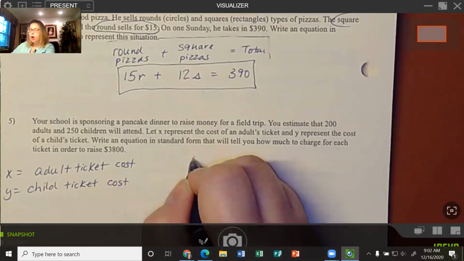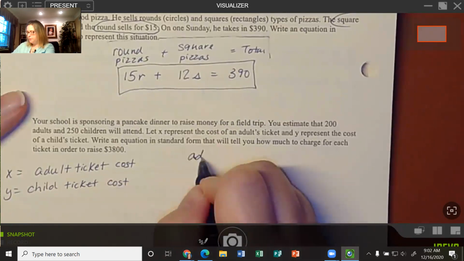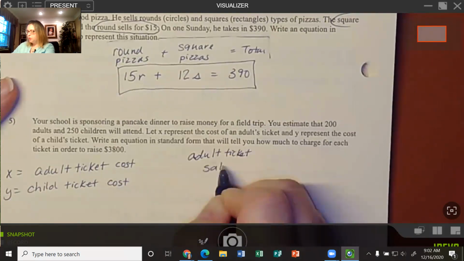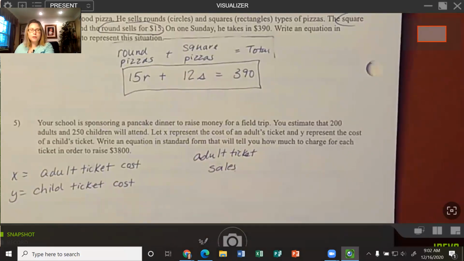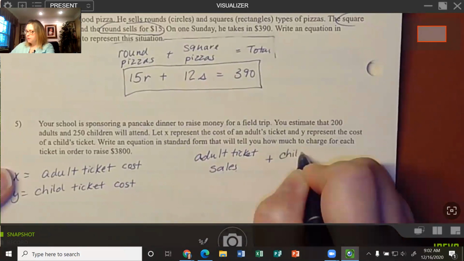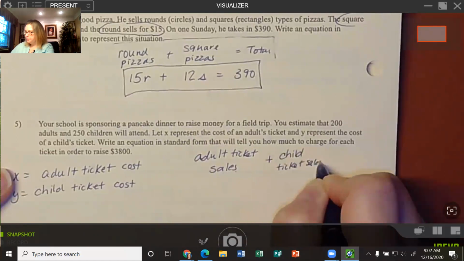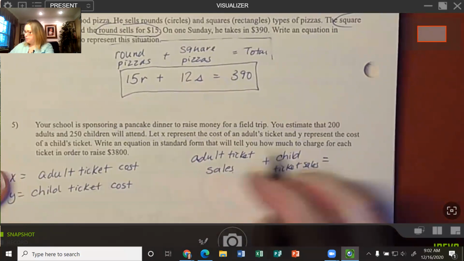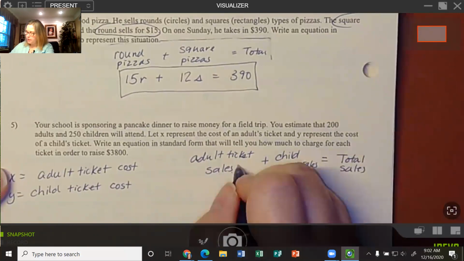So adult ticket cost total. We'll call it sales because the total sales would be the number of tickets multiplied by the individual ticket price. So adult ticket sales plus child ticket sales equals total sales. And these are all in dollars.